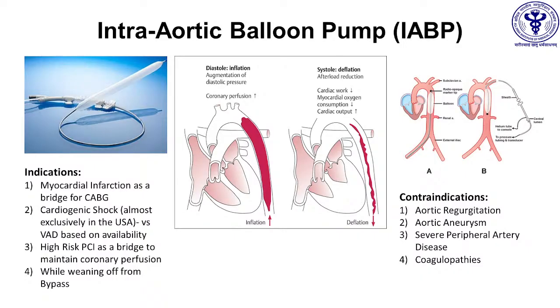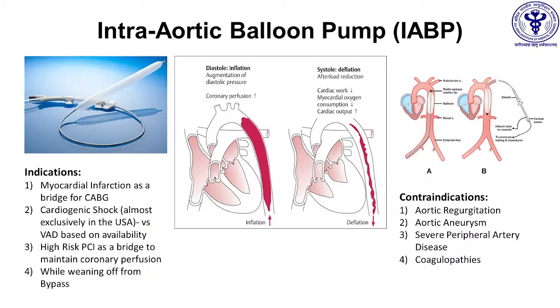So yeah, coming to the intra-aortic balloon pump. So how does it work? Although not relevant in our setup, we'll just discuss it in brief. So this is the balloon pump. You see a balloon over there. You push it through the femoral artery and advance it up into the aorta around 2 to 3 centimeters below the subclavian artery.